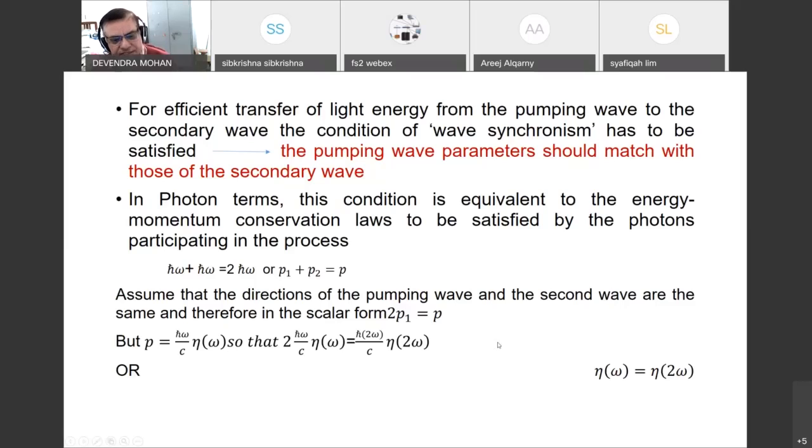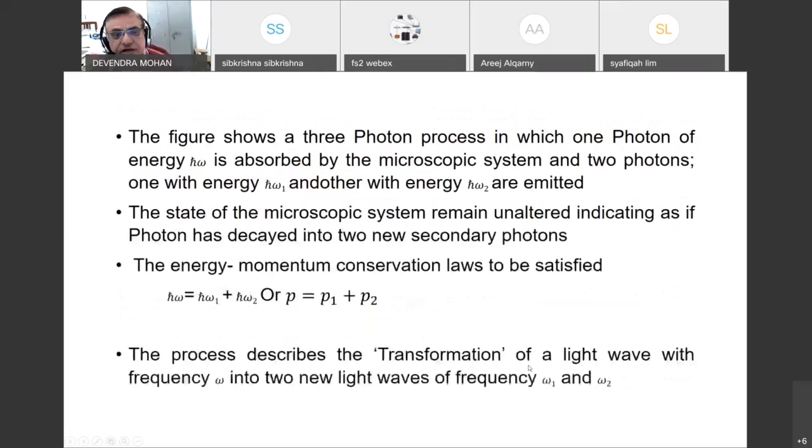Since we are talking about the frequency conversion from omega to 2 omega, we have written the efficiency of this omega and the efficiency of this omega, these two, with twice omega. So look at this equation: P is equal to h cross omega upon c eta omega, so that twice of h cross omega upon c eta omega is equal to this 2 we have with omega. So this is giving you twice omega, so eta omega corresponding to eta twice omega.